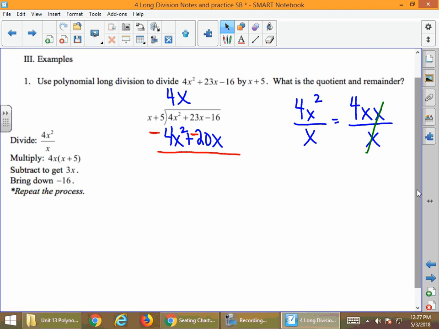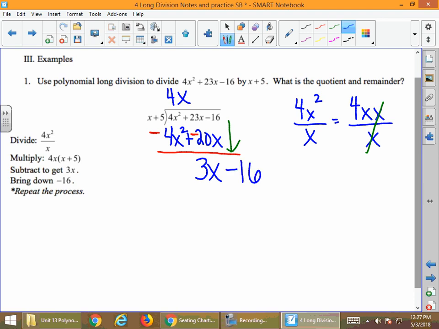4x squared minus 4x squared cancels out. 23x plus a negative 20x is 3x. There's where we subtract to get 3x. And then we need to bring down the negative 16, or the minus 16. We're going to repeat the process now.